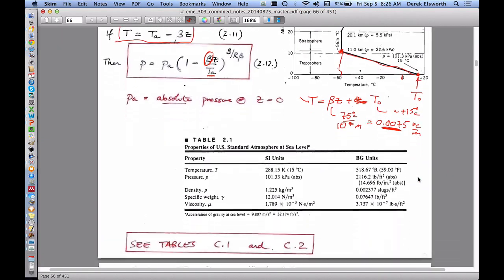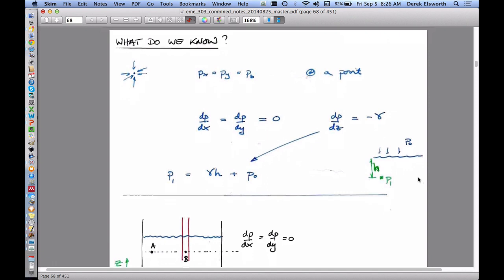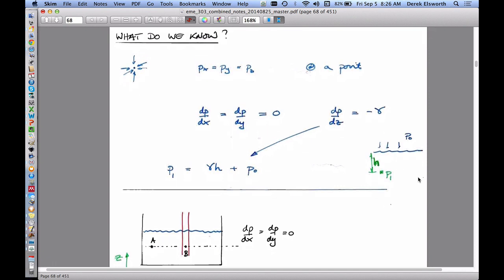Okay, so we know something about pressures in fluids. We've already recapped this, if you like. Our exposition of this is that pressures at a point are the same in all directions. Pressures are constant if we go horizontally. We've used that already. And as we go vertically, pressures change by an amount equal to the unit weight. If we're in a liquid, we can get that very simply by using this expression. If we're in a gas, then we can't use that expression.